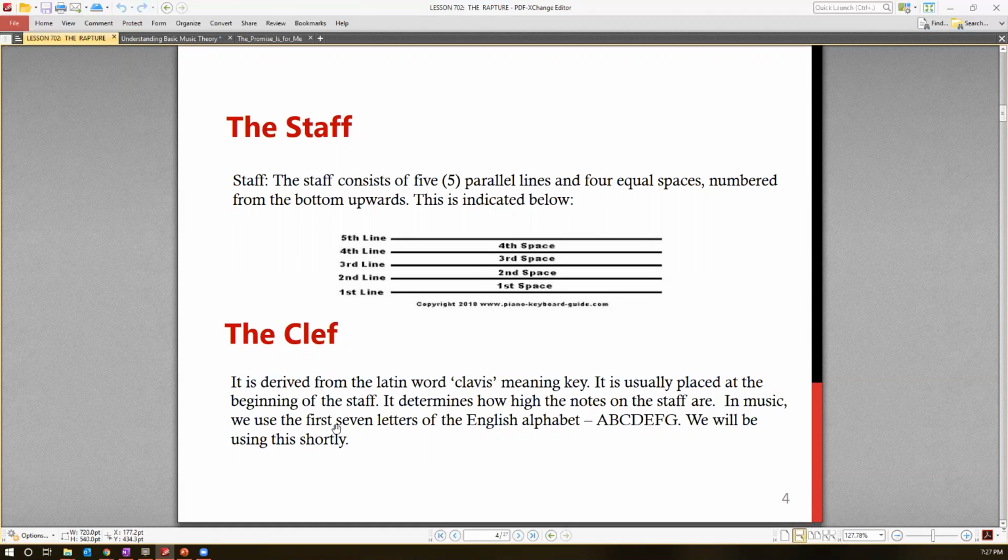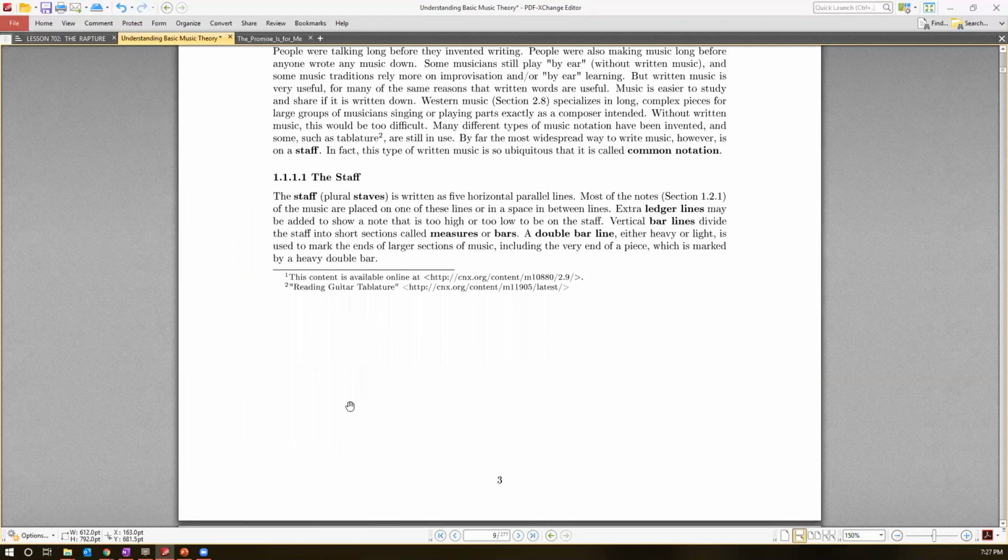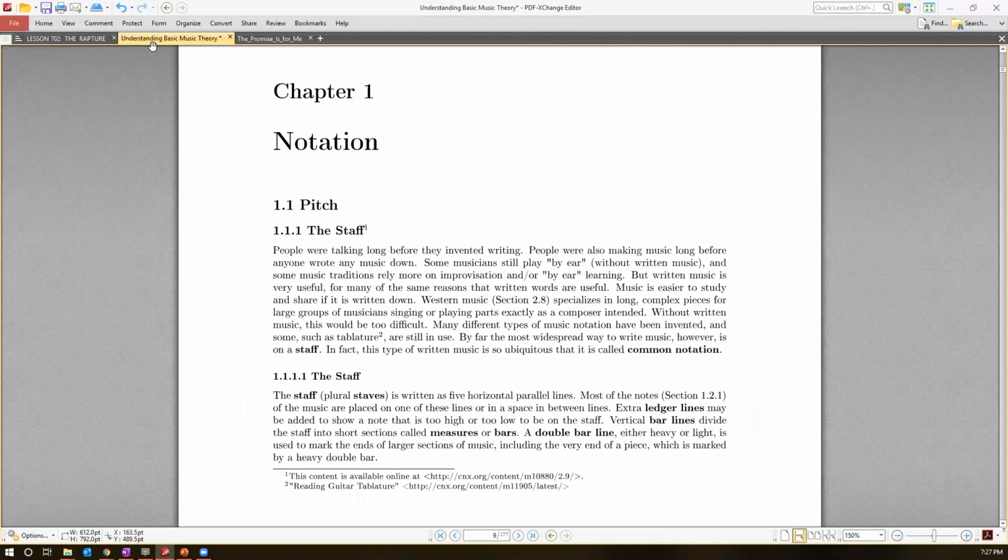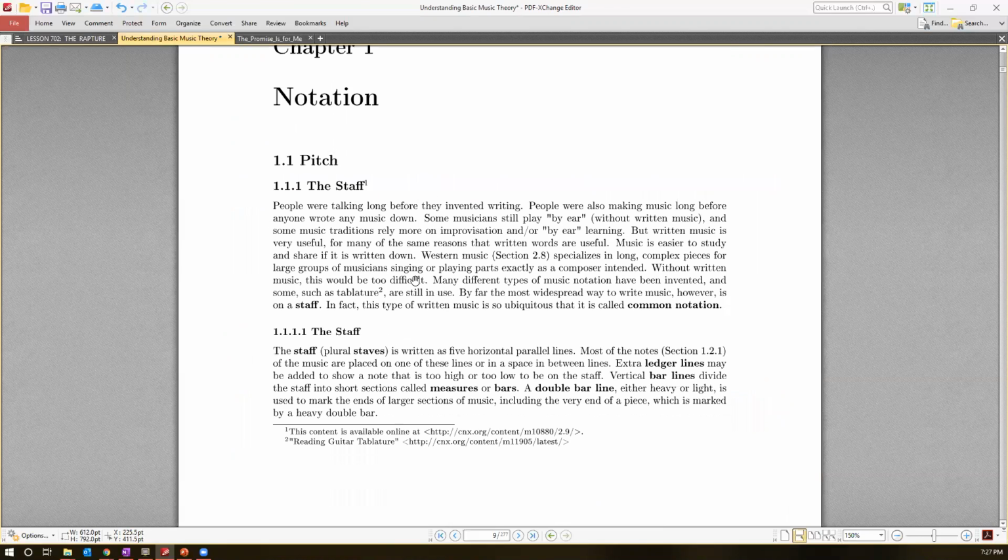Okay, now we're going to talk about a clef. Before we go there, I want us to read something here. Let's just see what this book says.